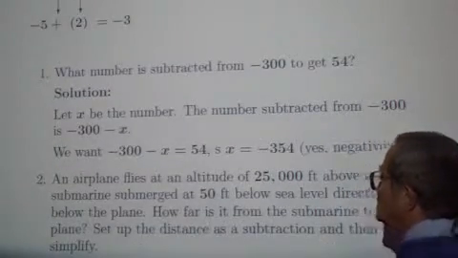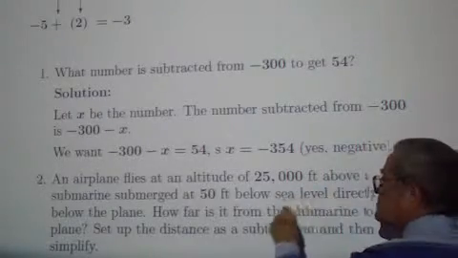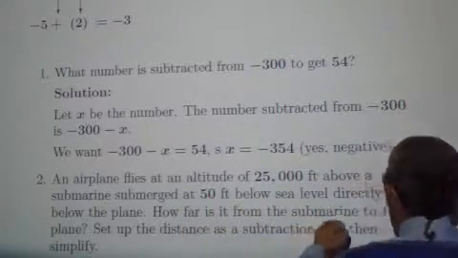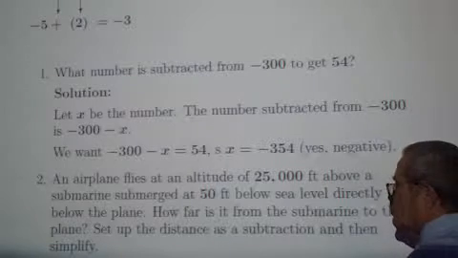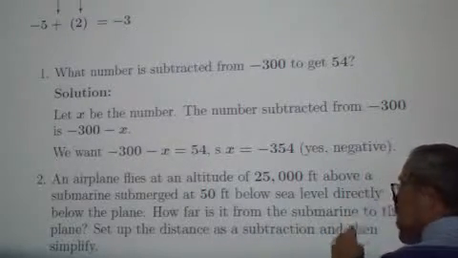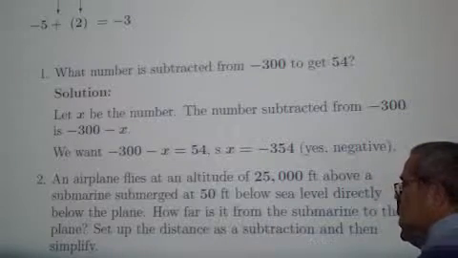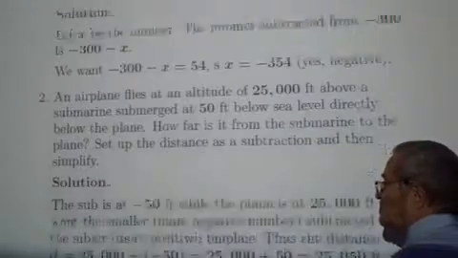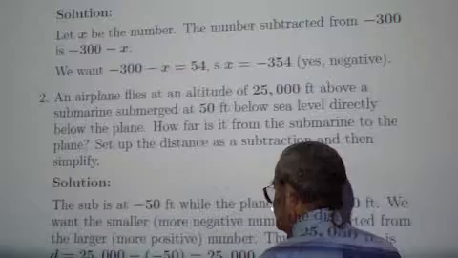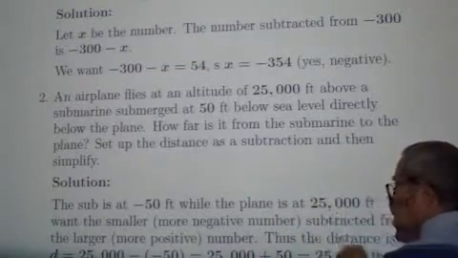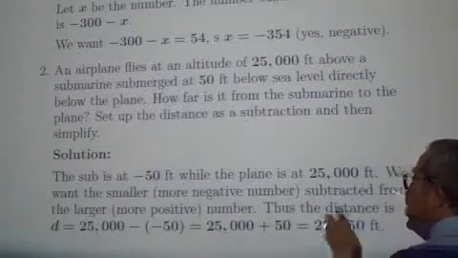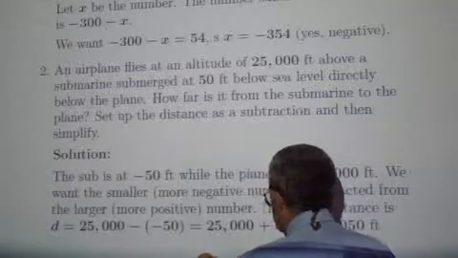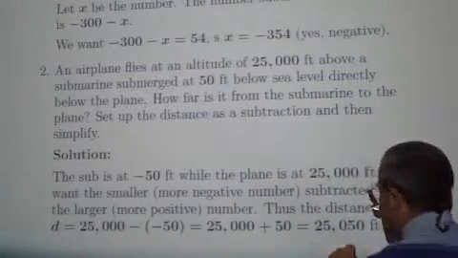Yep. An airplane flies at an altitude of 25,000 feet above a submarine, submerged at 50 feet below sea level, directly below the plane. How far is it from the submarine to the plane in vertical distance? Set up a distance as a subtraction and then simplify. So the submarine is at negative 50. The plane is at 25,000, and the distance is the positive number, 25,000, minus the smaller number, minus negative 50, that's plus 50, or 25,050.